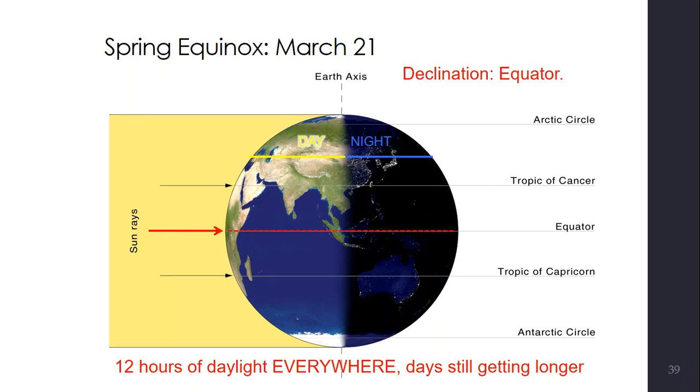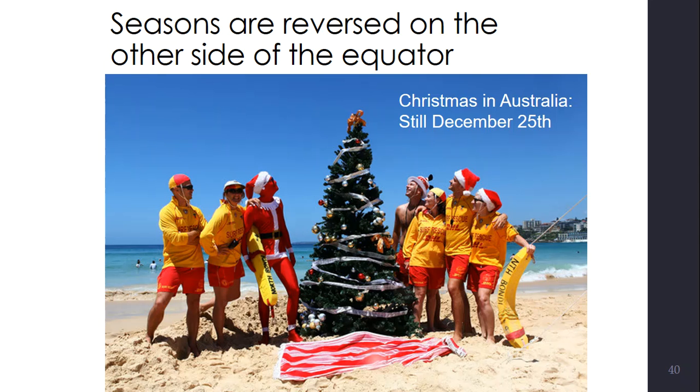And then the spring equinox, just like the fall equinox, everybody is getting 12 hours of daylight everywhere. The days are still getting longer, so it's leading back towards that summer solstice. And again, these are northern hemisphere examples. Seasons are reversed on the other side of the equator. So this is Christmas in Australia, still December 25th, but Australia experiences their summer when we are having our winter.